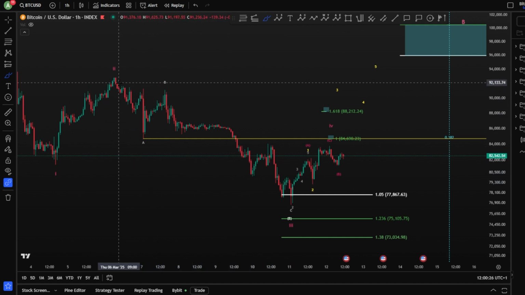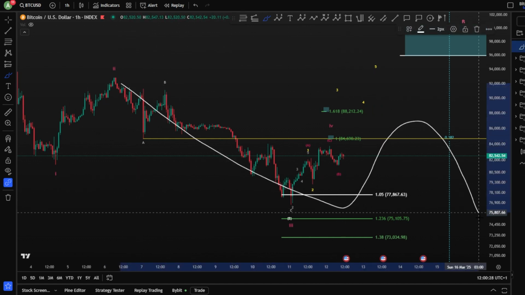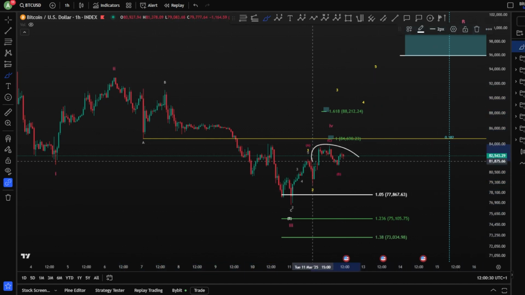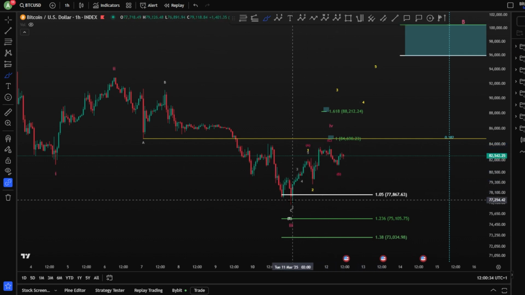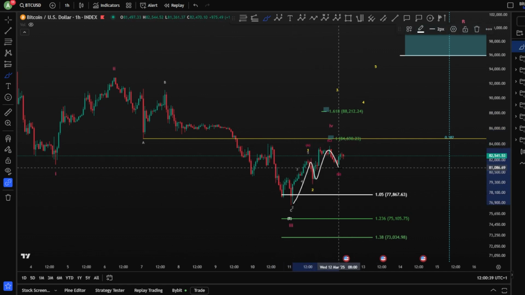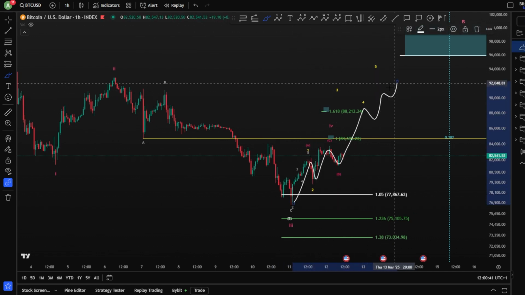So we have to be careful with it. Of course, this correction can finish somehow like this. And we still have uncertainty, guys. It can still be bullish for a wave C, where we have 1, 2, 1, 2, and then 3, 4, 5, 4, 5.